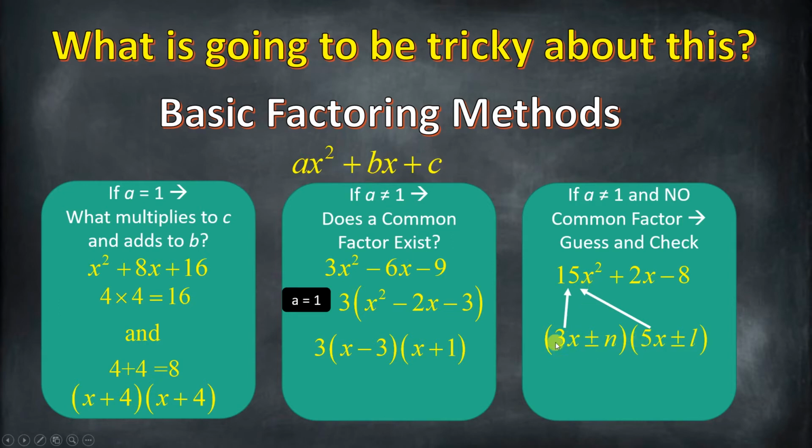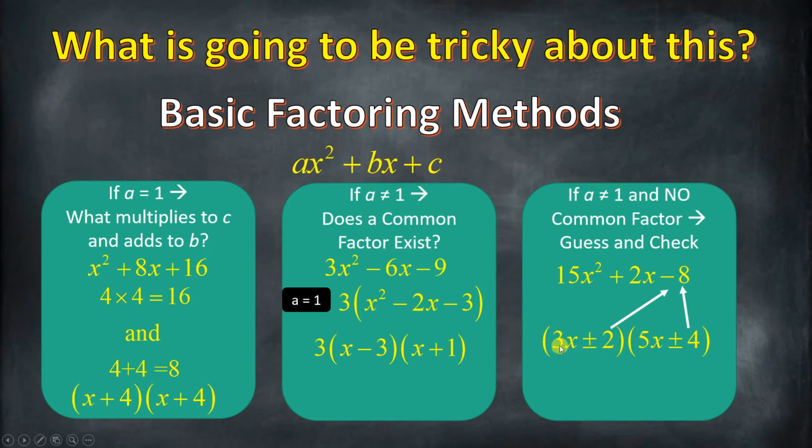It could be 5 and 3. It could be 15 and 1. We don't really know. We're guessing. And then you guess what two numbers multiply to make negative 8. Well, because of the negative sign, it's a little tricky, right? But it could be 2 and 4. It could be 8 and 1. We're not really sure. So this is a guess, 3x and 2 and 5x and 4.